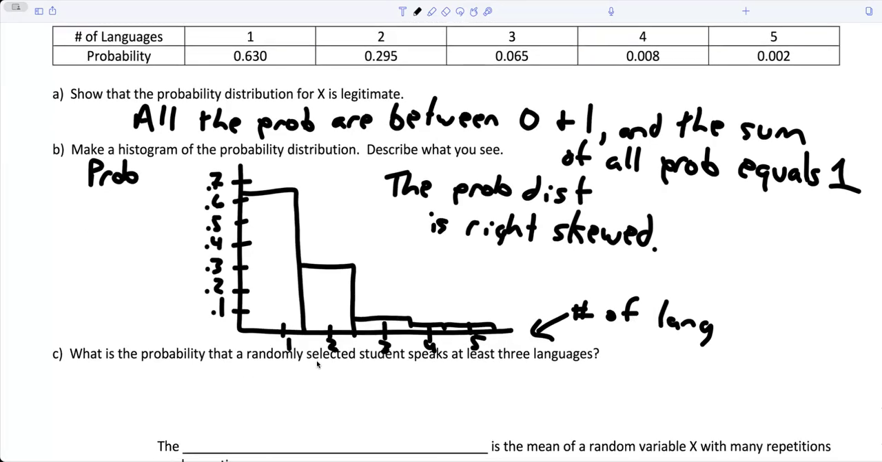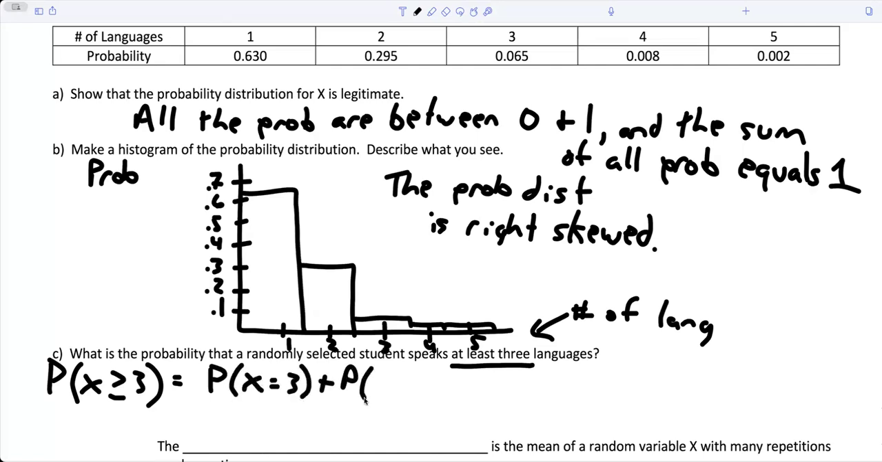Okay, and so part C says, what is the probability that a randomly selected student speaks at least 3 languages? Okay, so symbolically, we write it as probability that X, where X is defined as the number of languages spoken. We want to know the probability that X is greater than or equal to 3. And so that's going to be probability that X equals 3 plus the probability that X equals 4 plus the probability that X equals 5. And so we are going to add up those respective probabilities.